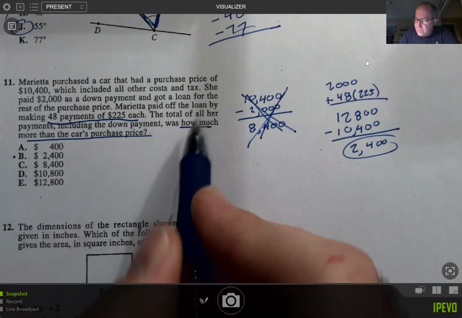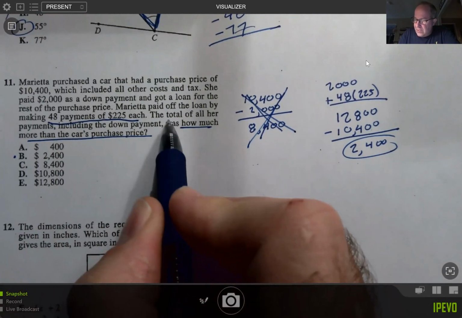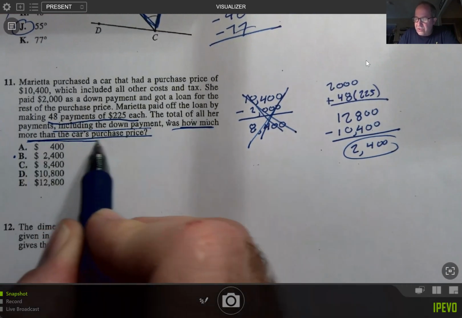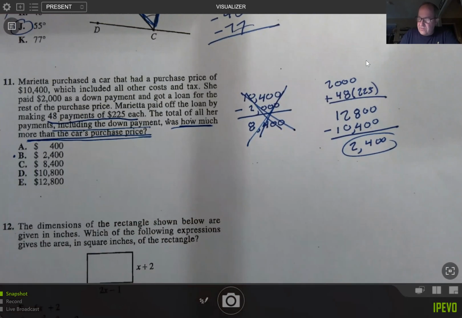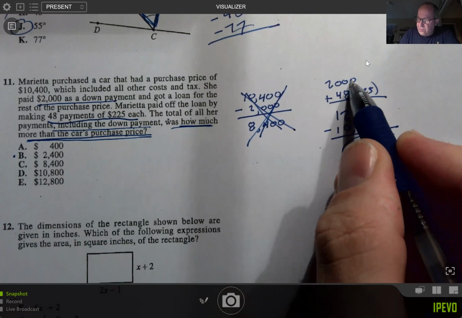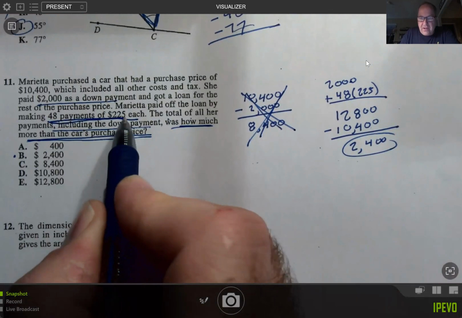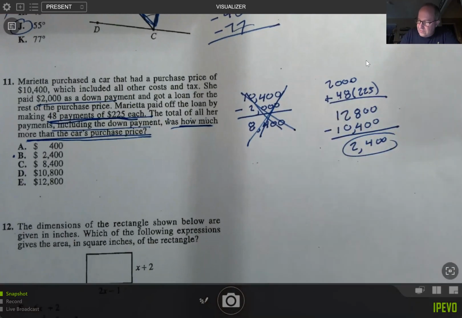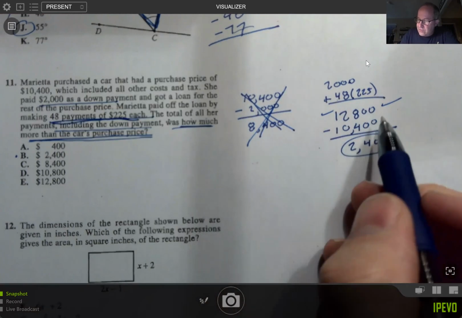The question says, the total of all of her payments, including the down payment, was how much more than the car's purchase price? Well, it says she made a $2,000 payment and she made 48 payments of $225 each, right? So plus 48 times 225. This is how much money she made in payments.